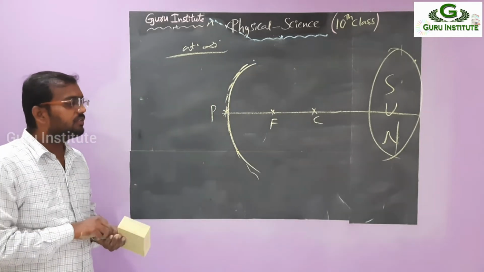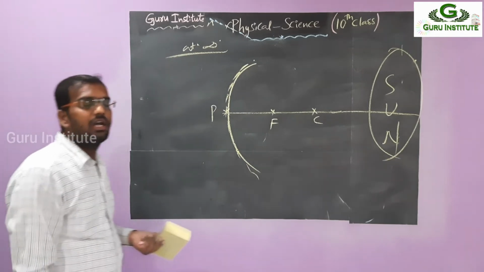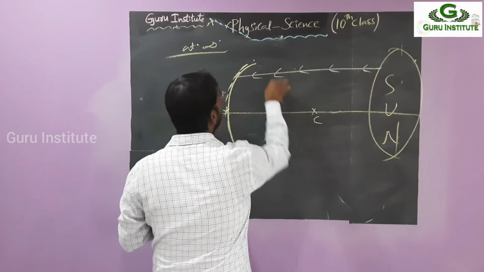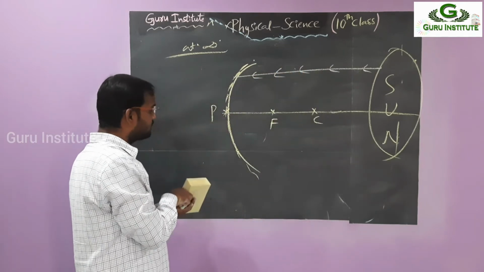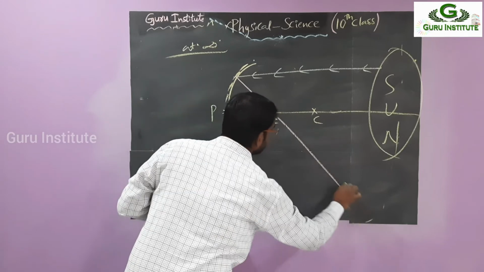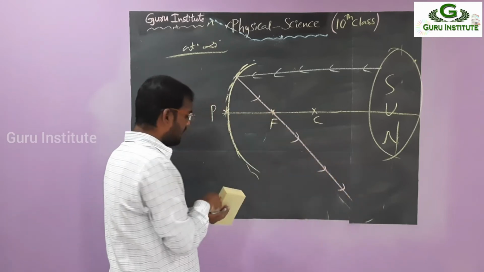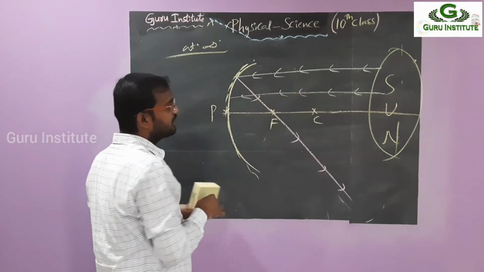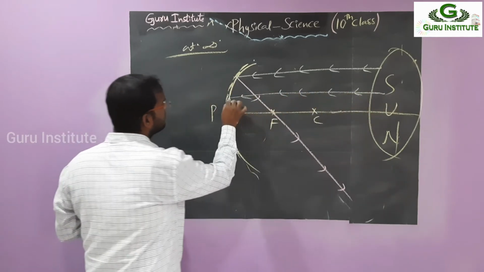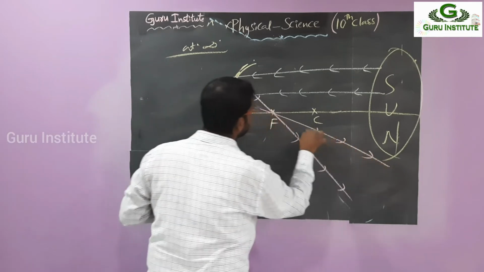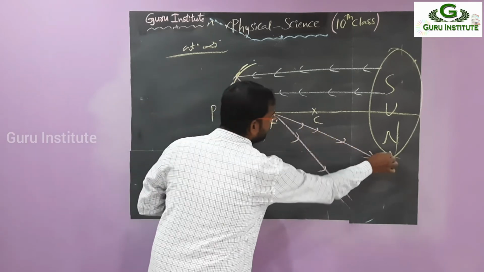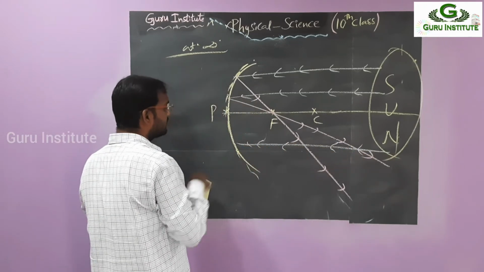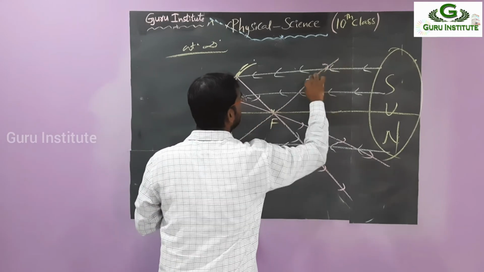From the infinite object, we always assume parallel rays only. So this is a parallel line. This parallel line is passing through which point? Focus. Again we assume the parallel line only. Object is at infinity, so that's why we take only the parallel line. Then it is also passing through the focus. Again a parallel line. These parallel lines are incident rays. Again it is passing through the focus only.